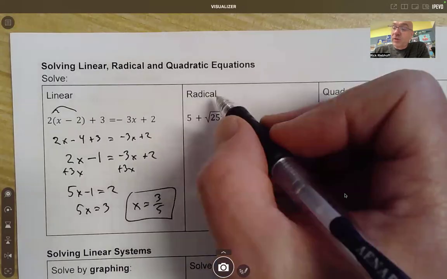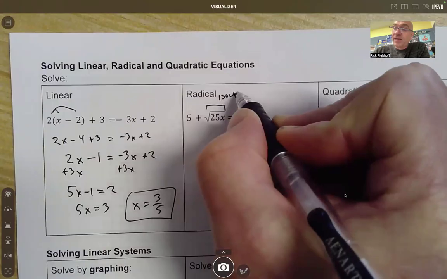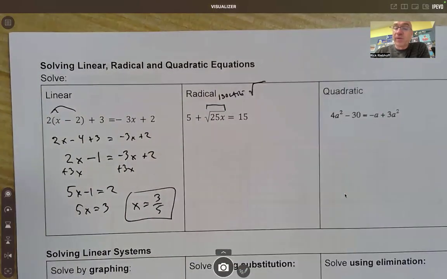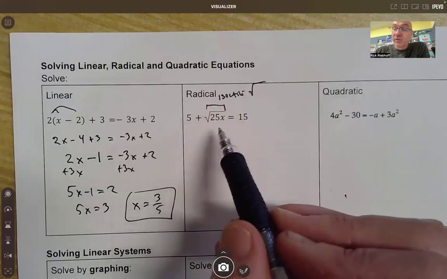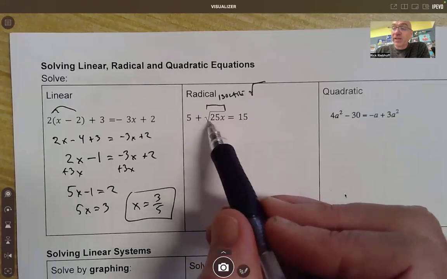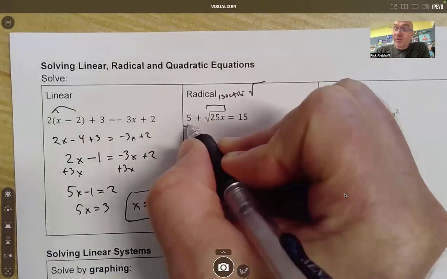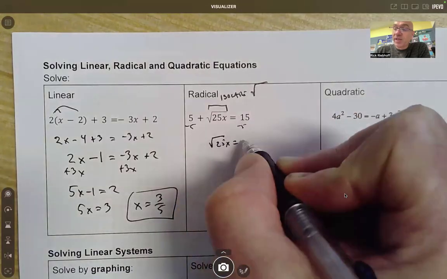All right, radical. Step number 1, isolate the radical. We want to isolate this all by itself on one side, no matter if this is a cube root or a fifth root or anything else, or if there's more stuff inside, we just need to get the square root by itself on one side first. So we'll subtract 5 from both sides. So I get root 25x equals 10.